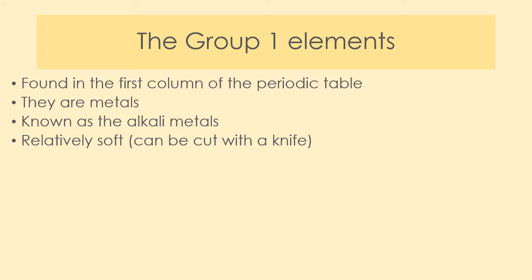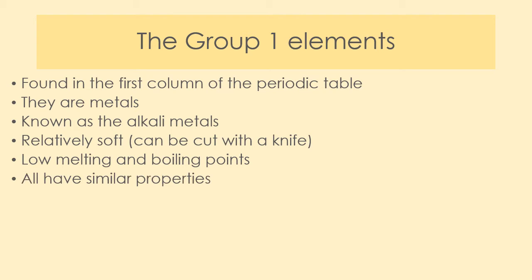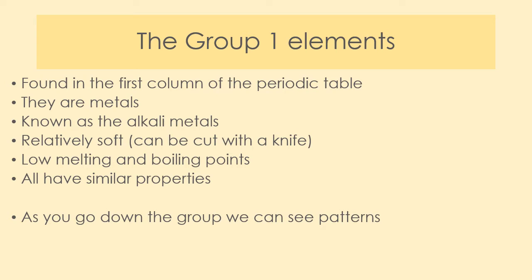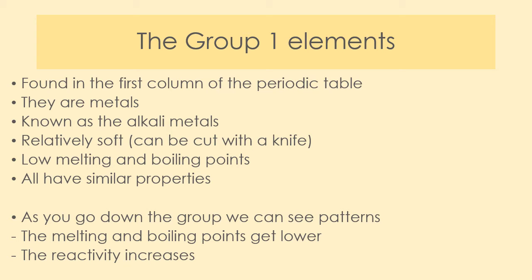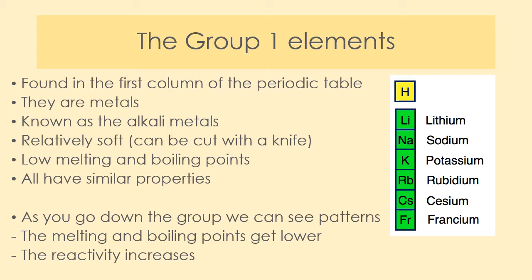They are relatively soft compared to other metals. So you can cut them with a knife. So that's very, very soft if you think about most metals. They have low melting and boiling points compared to other metals. They all have similar properties to each other, especially in how they react. And as we go down the group, we can see different patterns. So we see that the melting and boiling point gets lower and the reactivity increases.